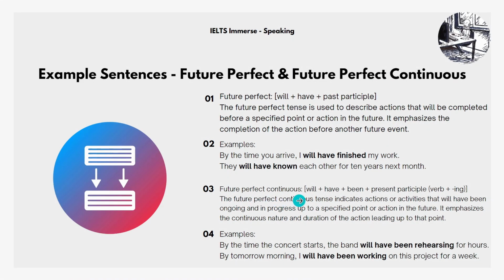The future perfect continuous is will have been and then the verb ing again. Same format, same structure as the one before. By the time the concert starts, the band will have been rehearsing for hours. Once again, we stress that continuous action. It emphasizes the continuous nature and duration of the action leading up to that point. Once again, we have that point in the future: by the time the concert starts, by tomorrow morning. Will have been verb ing.